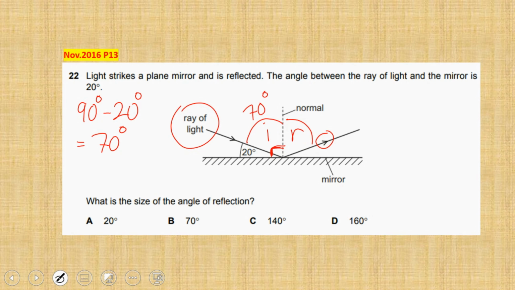And according to the law of reflection, I equals R. What is I? Which is the angle of incidence, and R, the angle of reflection. So the angle of reflection, according to this law, is 70 degree as well. So the correct answer is B.